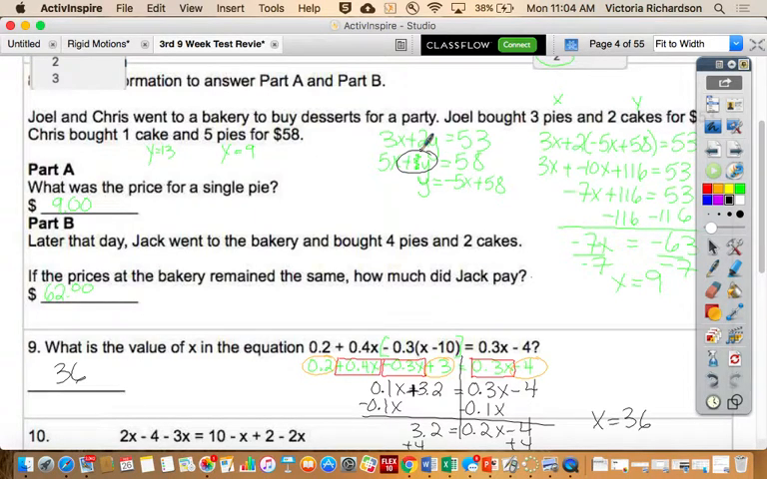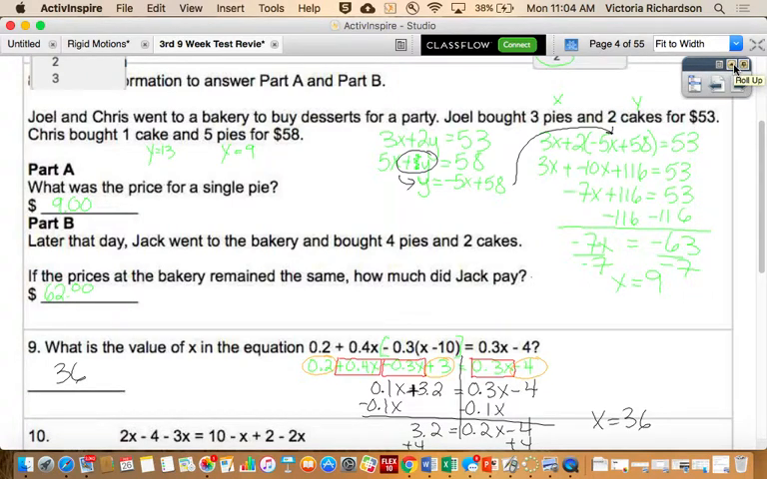And I get y equals negative 5x plus 58. And then I'm going to take that y equals and replace it for y in the other equation. So I'm going to get 3x plus 2 times the quantity negative 5x plus 58 equals 53. Since I have parentheses, I have to use distributive property. So you do 2 times negative 5x is negative 10x, and 2 times 58 is 116.